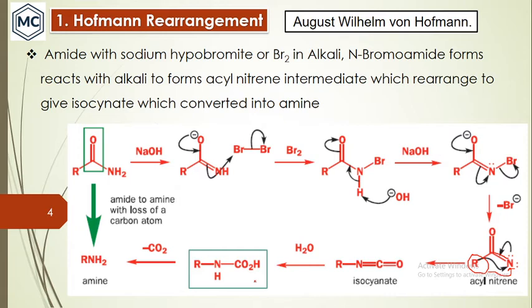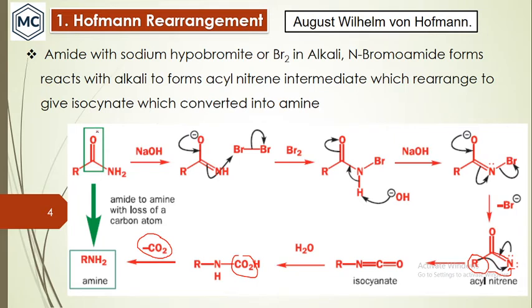And finally, in the presence of base, it becomes CO minus, because base can abstract this H plus. Then the carbon dioxide can leave, decarboxylation takes place from here, and it forms amine. So you get amine. So in the Hofmann reaction, you are starting with an amide, and you end up with an amine.